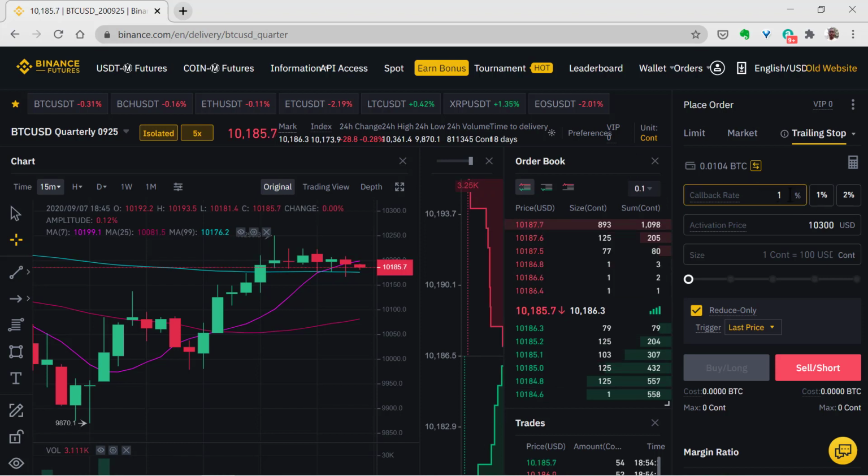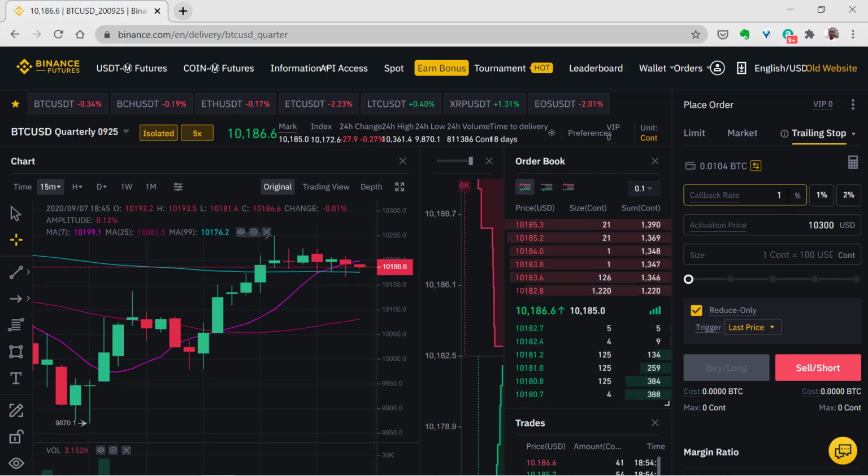An order will be placed at 10.495 to close out your position. So basically, that's what the trailing stop does. It's very useful, and you can use it to secure your profits without having to actively manage your position.